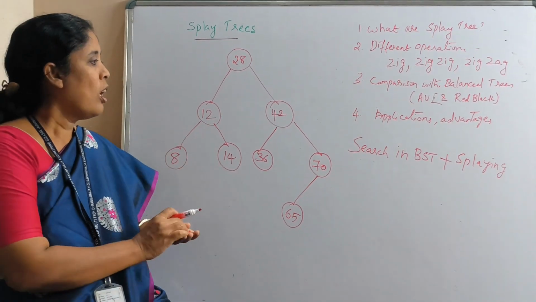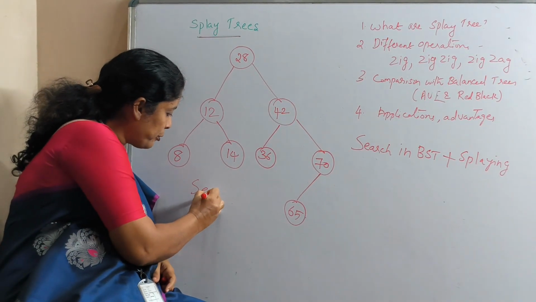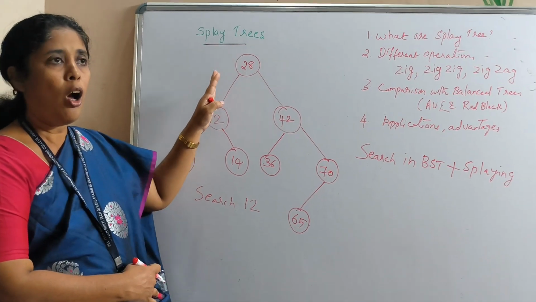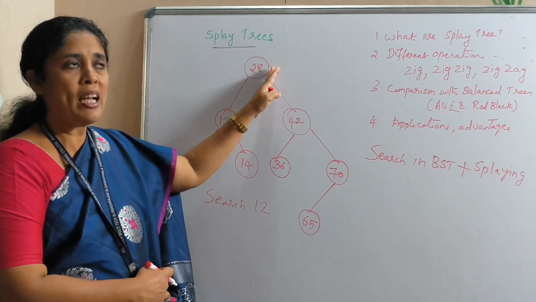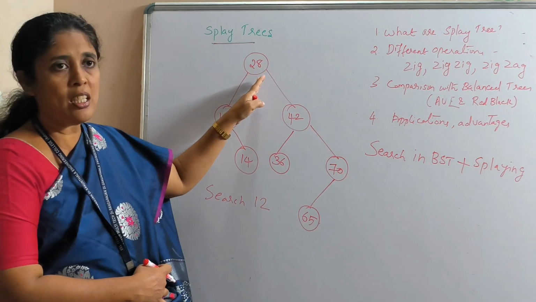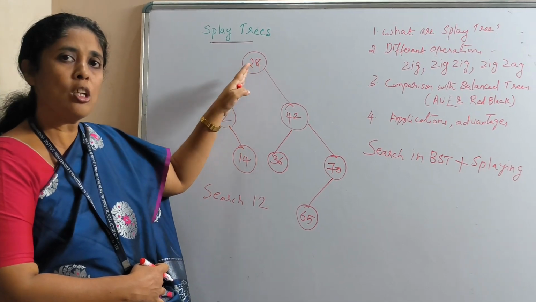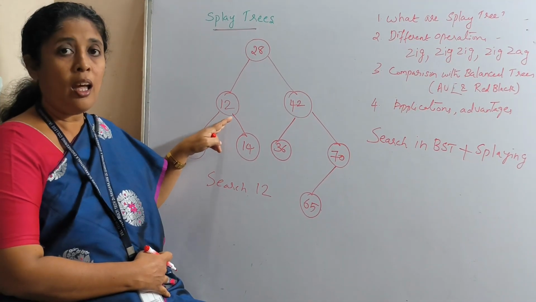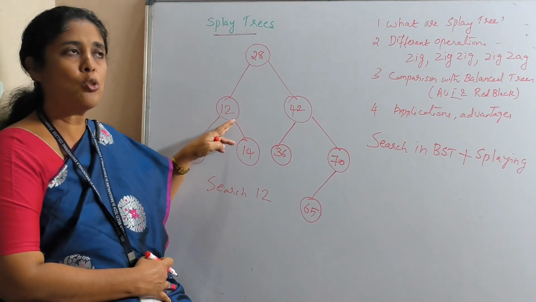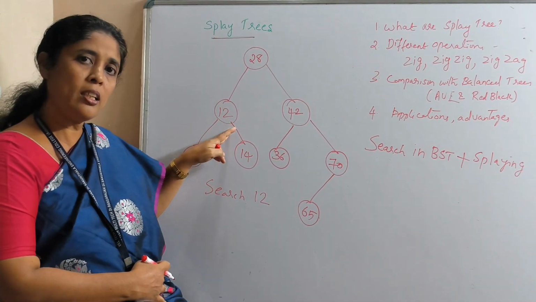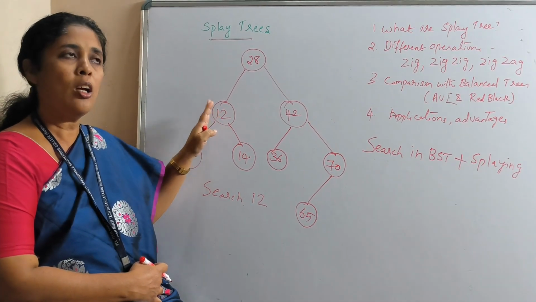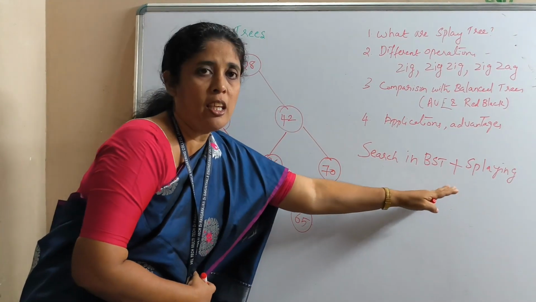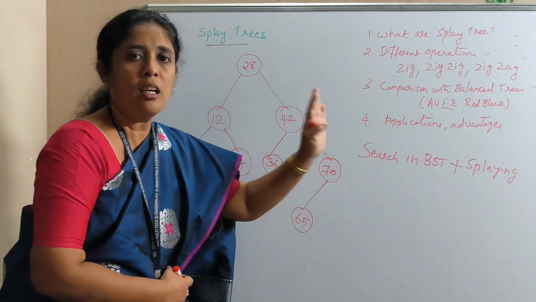Now suppose we want to search for 12. How do you do this? You compare the element 12 with the root element, which is 28, and 12 is less than 28, so automatically we go to the left-hand side. Here when you compare with 12, the key element, it is equal. So when it matches, searching is done and you have found that element. After searching, we go in for splaying. Search in BST plus splaying is what we have to do.